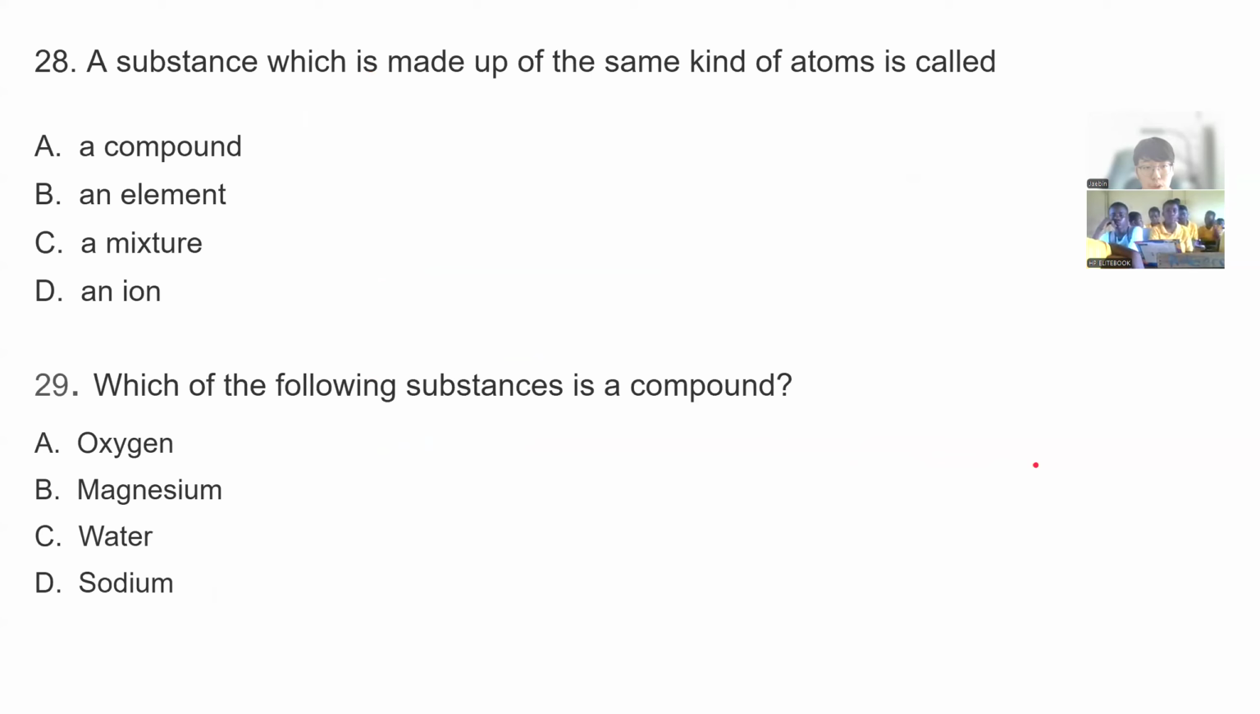A substance which is made up of the same kind of atoms is called. Does anyone know the answer to this question? The same kind of atom. I think you need to unmute if you can.